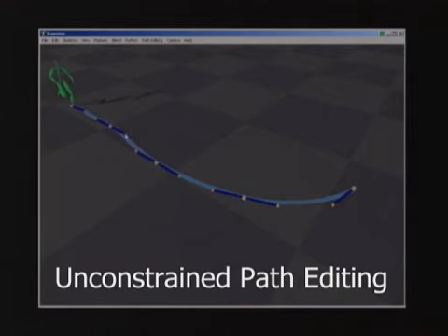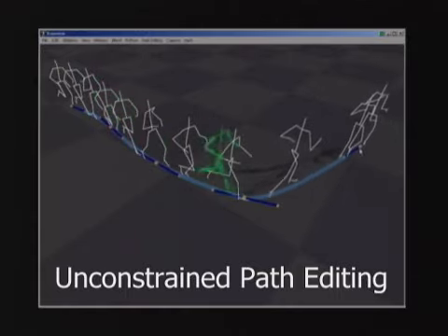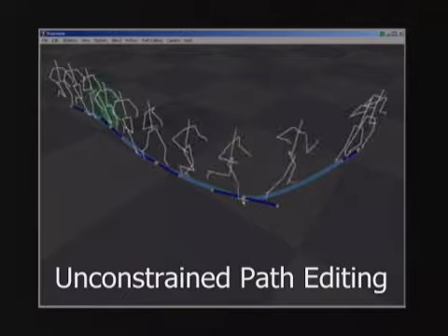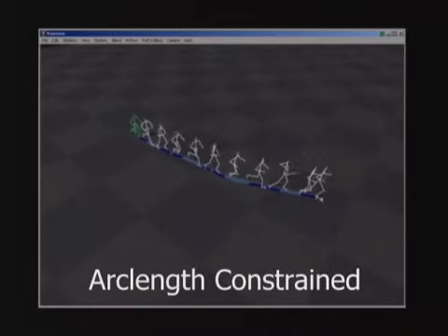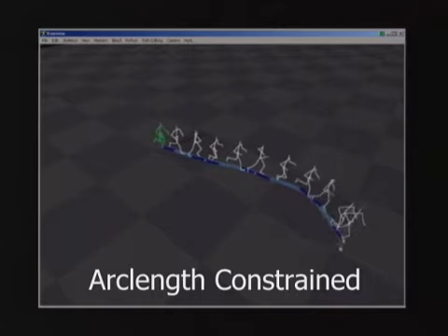Notice that the behavior of the spline is similar to standard drawing programs as well as Gleicher's path editing. Note also that by stretching the individual spline segments' arc length, the speed of the character in those segments changes due to the fixed spline mapping. If speed changes are undesirable, we can apply arc length constraints.